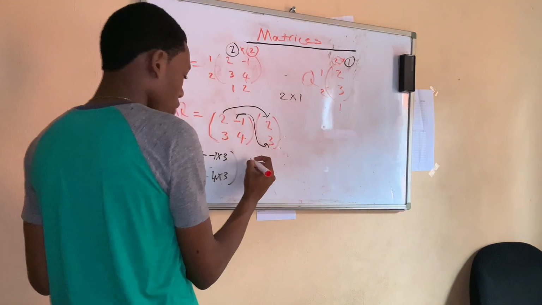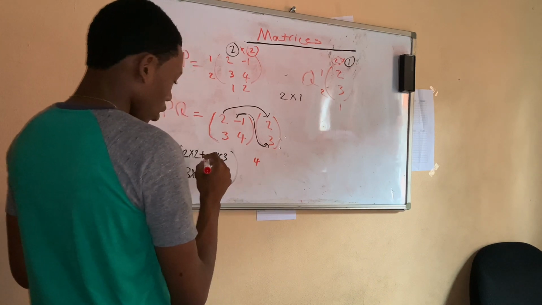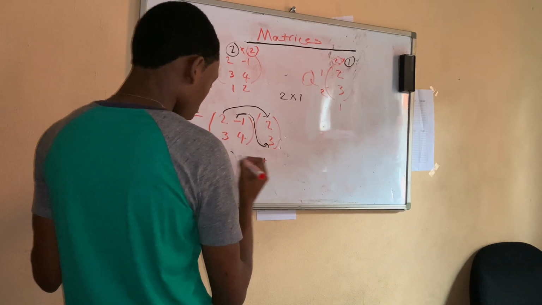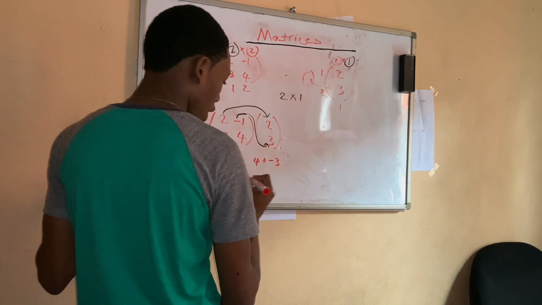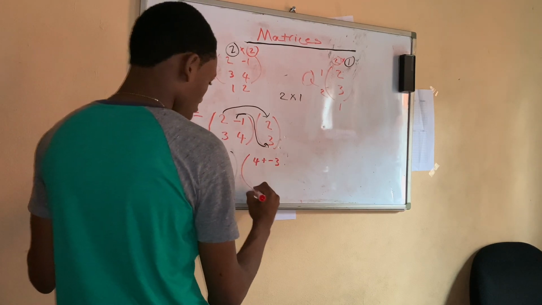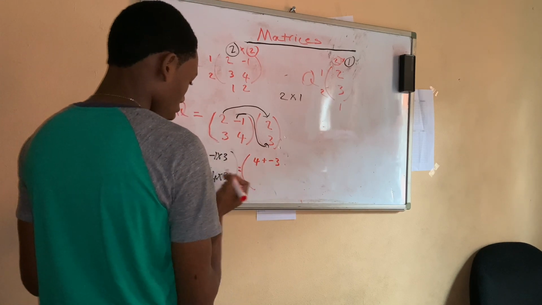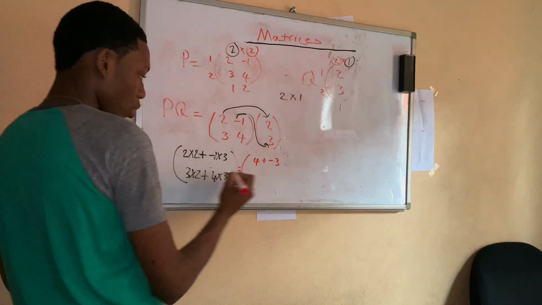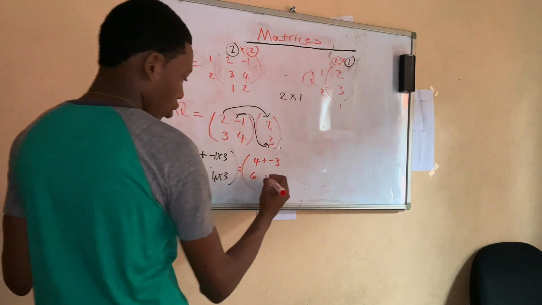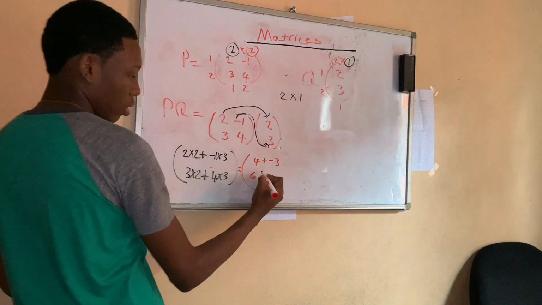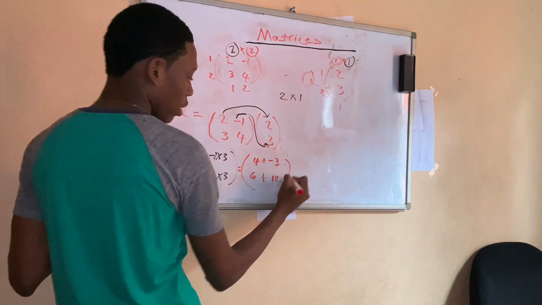2 times 2 gives you 4. 4 plus negative 1 times 3 gives you negative 3. Put this in the matrix. So 3 times 2 gives you 6, and 4 times 3 gives you 12, but it's plus, so plus 4 times 3, 12.